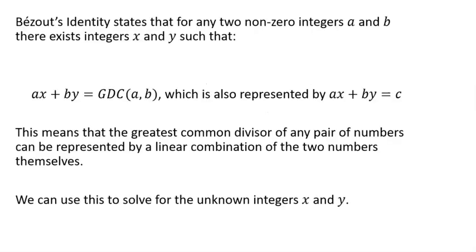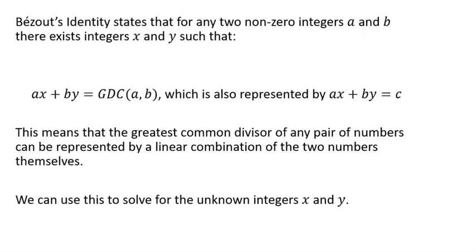In this video, I'm going to talk a little bit about looking at linear combinations of numbers, particularly using something called Bezout's identity. Bezout's identity looks at how numbers compare to each other and combining these numbers to make a linear combination of greatest common divisors. What Bezout's identity states is that for any two non-zero integers, a and b, there exist integers x and y such that we're able to write ax plus by is equal to the greatest common divisor of a and b.